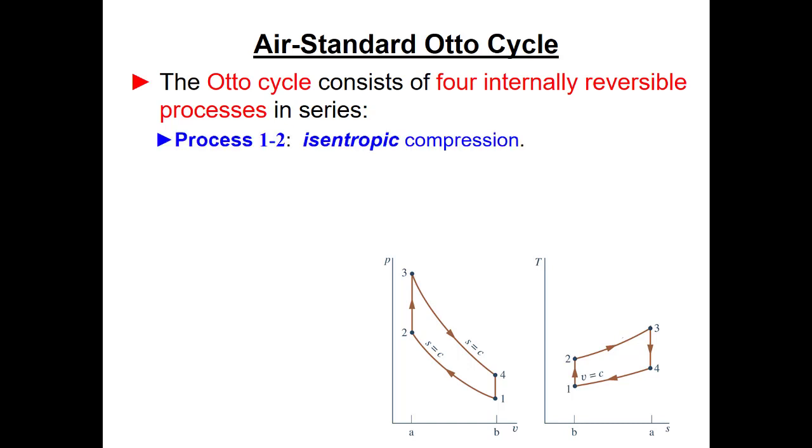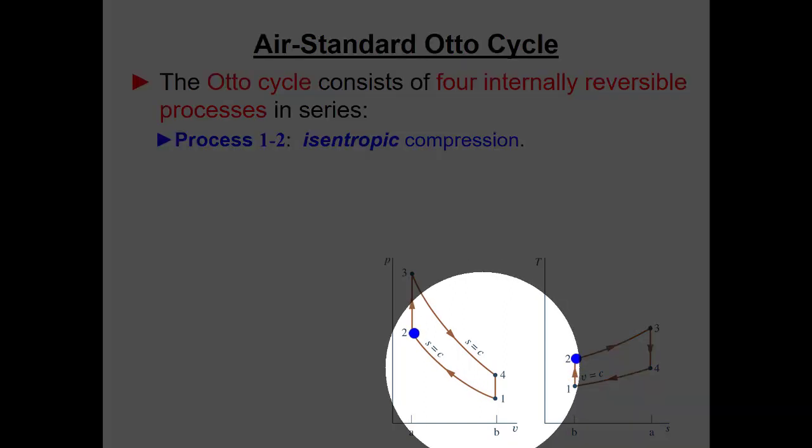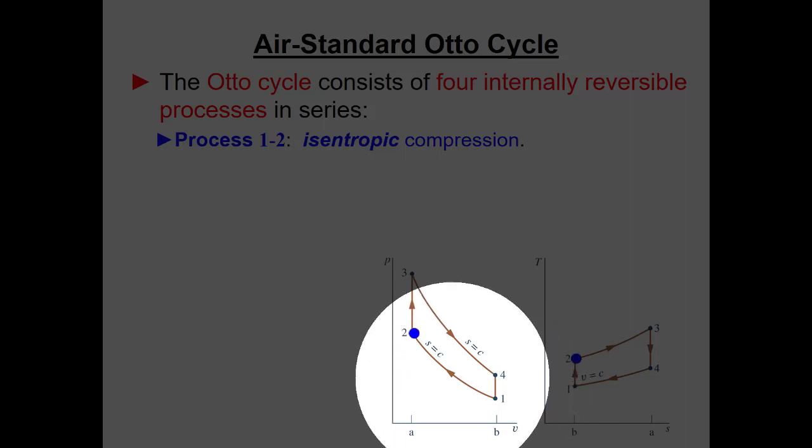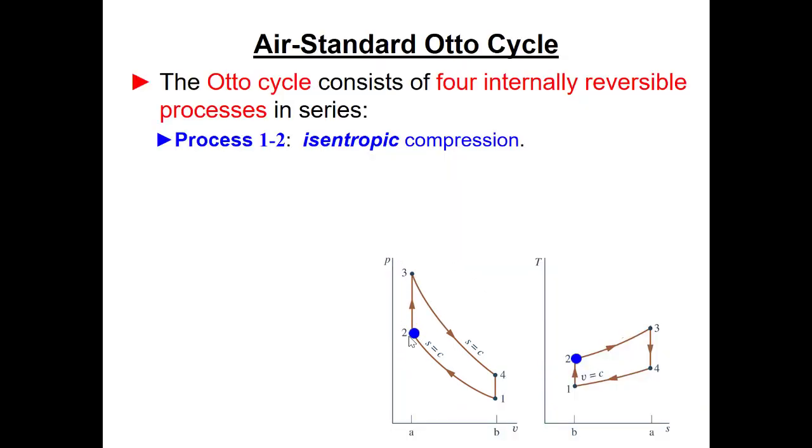So the first process is our compression. Here we're going to move from state 1 to state 2. And on a PV diagram, what happens is our volume gets smaller and our pressure gets bigger.